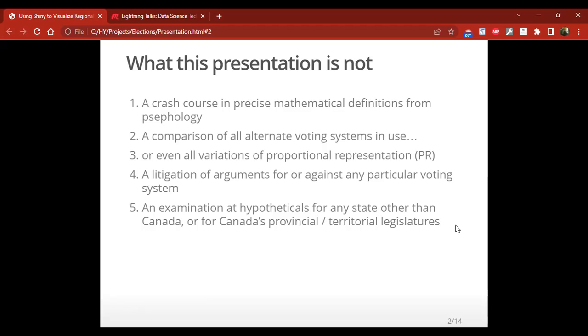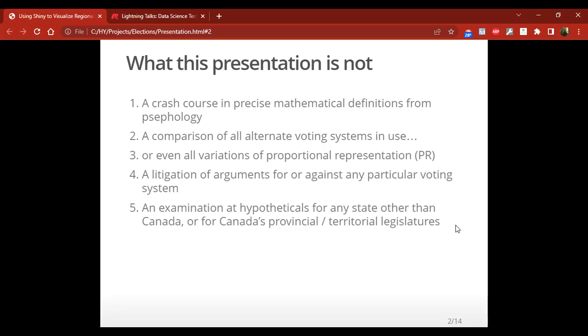And of course, this is not a comparison of all alternatives to first past the post that are in use or have been proposed. Nor is it even an overview of all the different possible variations in how to calculate proportional representation, which is also of course abbreviated PR. And certainly it is not a litigation of arguments for or against any particular voting system. And of course there's a whole set of controversy over that.